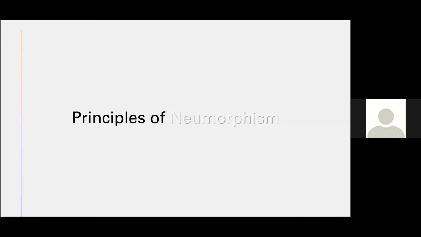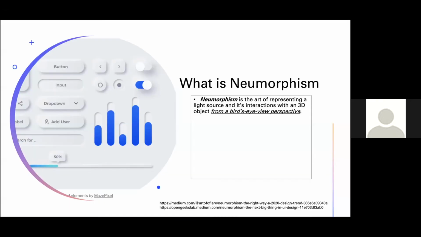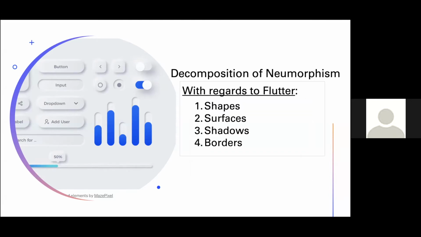First and foremost, that particular UI uses a lot of Neumorphism. So let's discuss for a moment what Neumorphism is, to get the underlying topics for those that are not aware. Neumorphism is the art of representing how a light source interacts with an object from a bird's eye view. The decomposition of Neumorphism with regards to Flutter is that we're going to have shapes, surfaces, shadows, and borders.